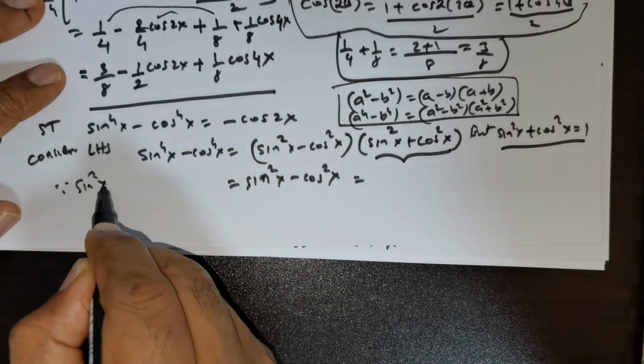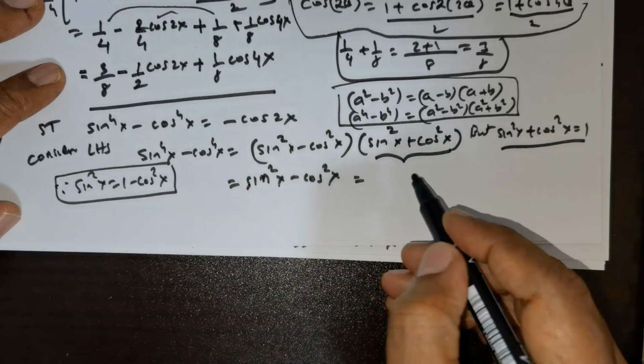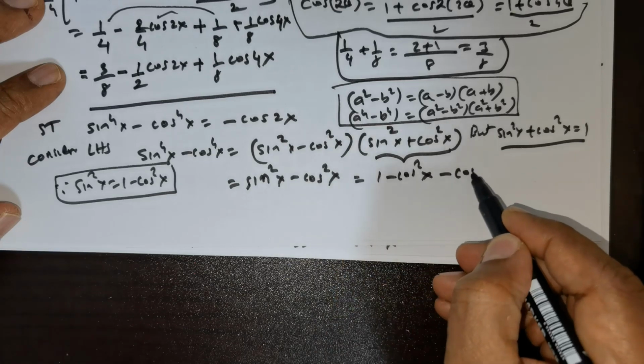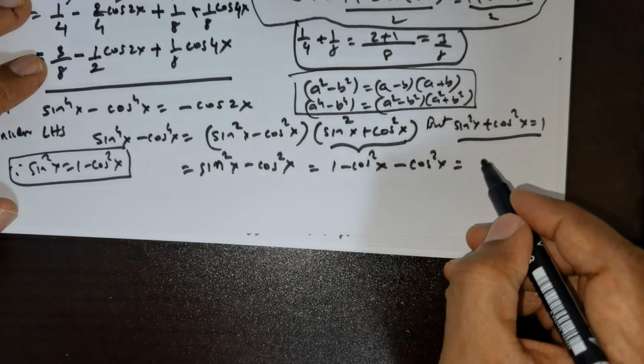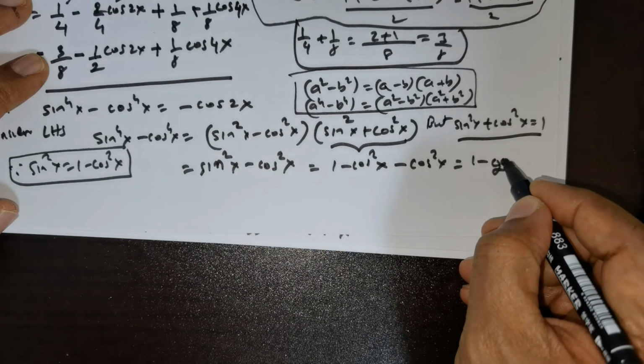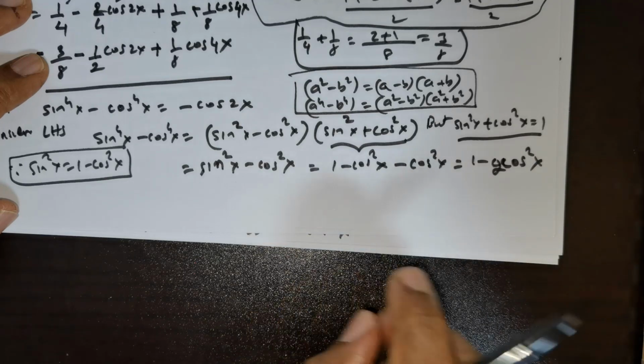Since sine squared x is equal to 1 minus cos squared x, in place of sine squared x, I'm going to substitute 1 minus cos squared x. Already there is a negative cos squared x. That would mean I get 1 minus 2 times cos squared x.